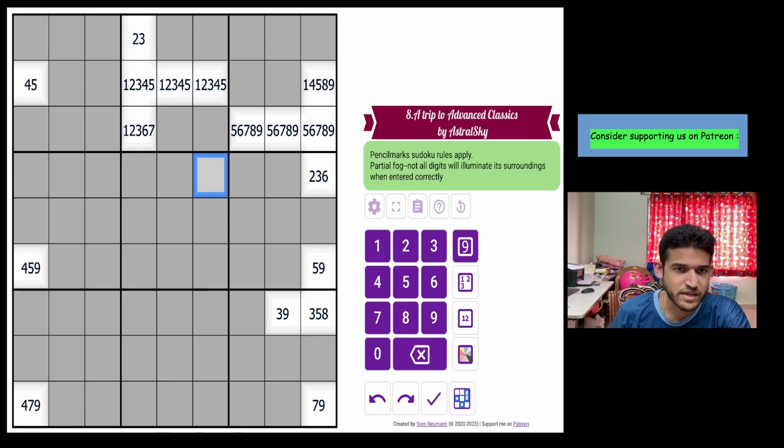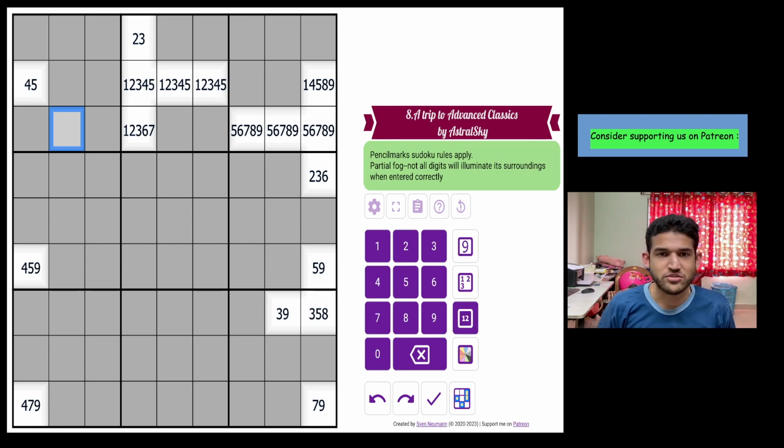So the rules are simple. It's pencil mark Sudokus. So if you see a pencil mark inside a cell, the final digit in that cell must be one among the candidates which are already given in the cell. So let's say you take this cell, row 2, column 1, you have 4 and 5 already inside. So the final digit inside this cell will be either a 4 or a 5. And like I said, if you find a digit, then some of the fog cells will be uncovered. So these are the rules.